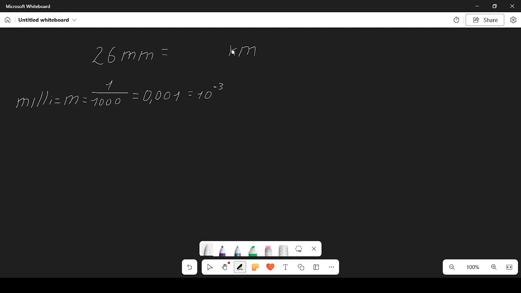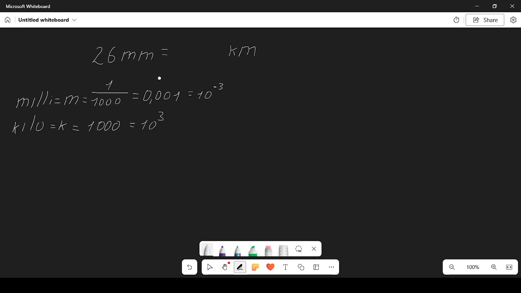What about kilo? Kilometers. Kilo. We write it in short way like K. What is kilo? It's 1,000. Just 1,000. Let's represent it as a power of 10. It's 10 to the power of 3. 1,000. We have 3 zeros after 1. So it's 10 to the power of 3. It's 10 multiplied by 10 multiplied by 10.